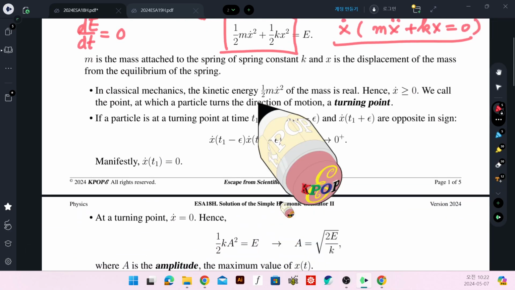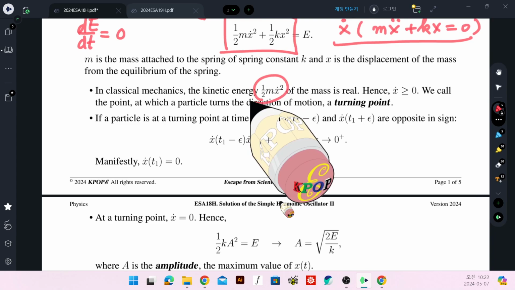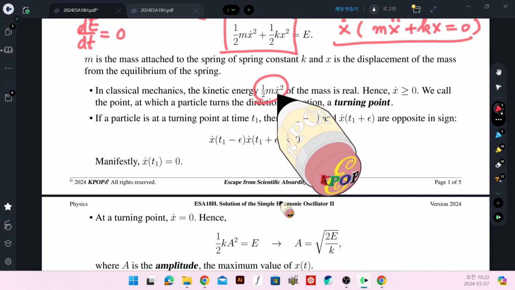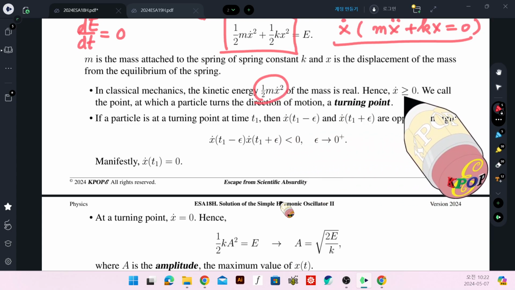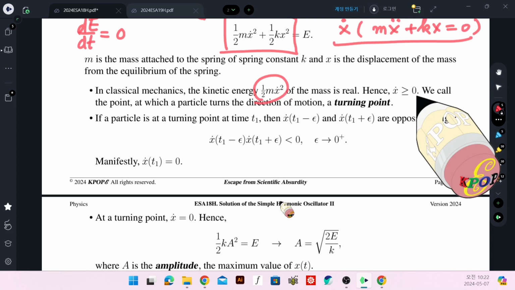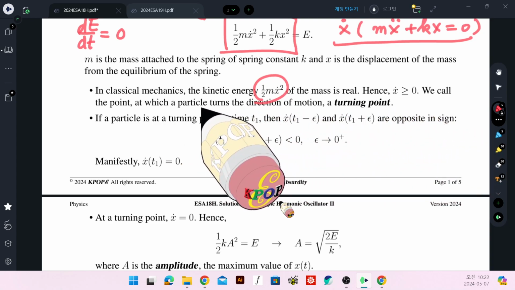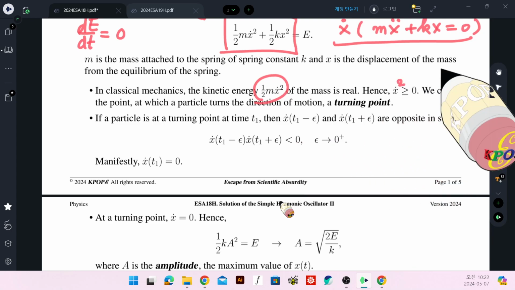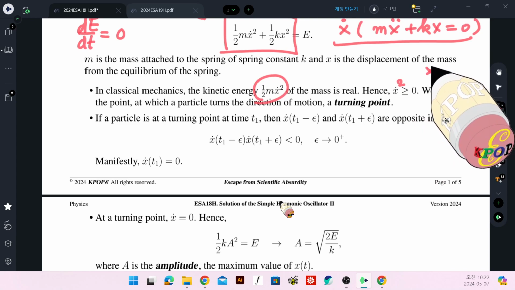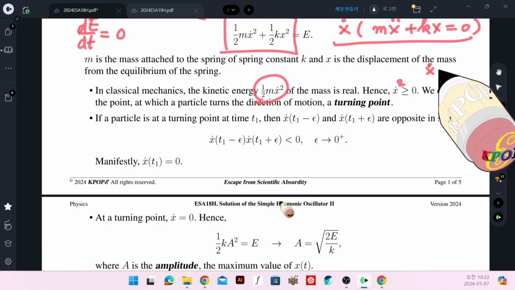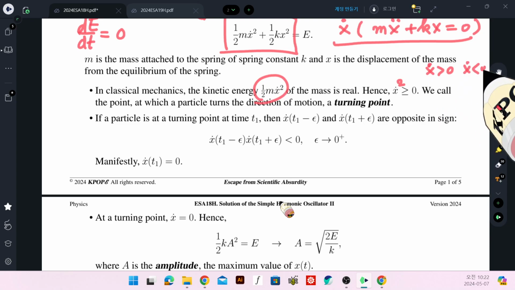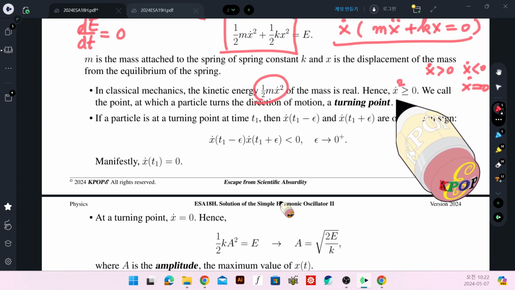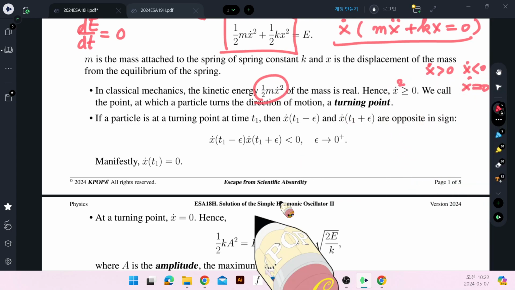In classical mechanics, the kinetic energy of mass is real. Therefore, x dot squared is positive. We can find that x dot is either positive or negative or 0. So x dot, the velocity, is a real number. The square of a real number is a positive value.